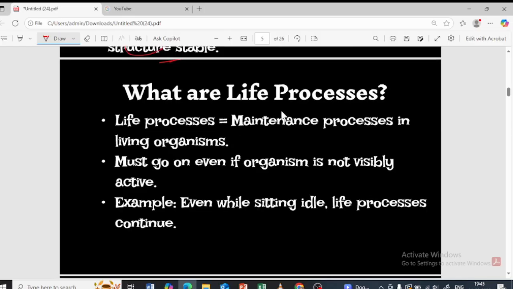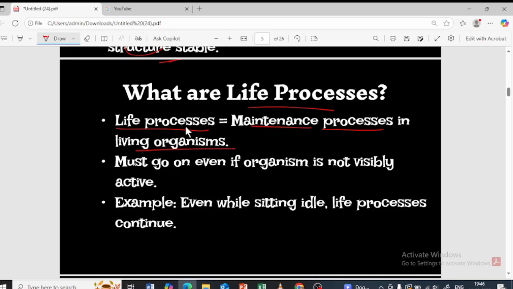Now, what do you mean by life process? Life process is nothing but the maintenance process in living organisms. These are some of the processes, some of the events, taking place in the body of the organism. Why? In order to keep the particular organism alive, some maintenance events will be taking place.